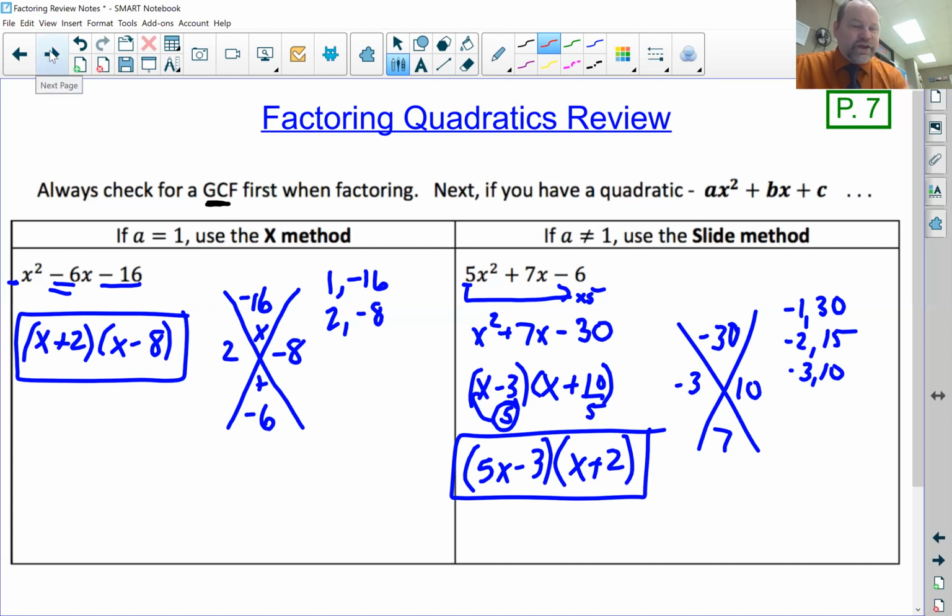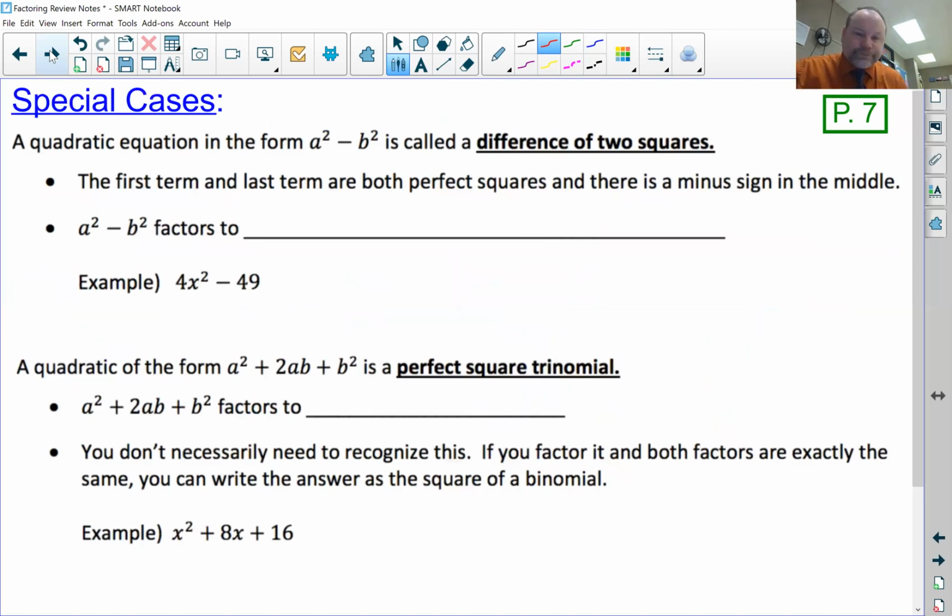There are a couple of special cases as well that we're going to talk about. One is the difference of two squares. So if we have two terms, this is the key, there are only two terms here, and we're subtracting. In order to use a difference of two squares, both the first term and the last term have to be perfect squares. And they would factor into a plus b and a minus b.